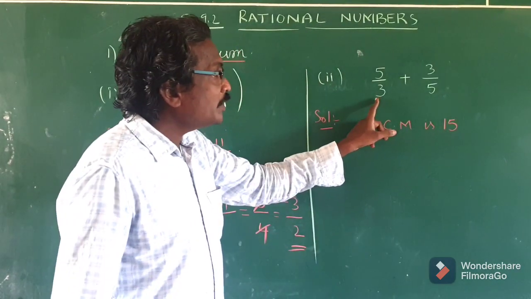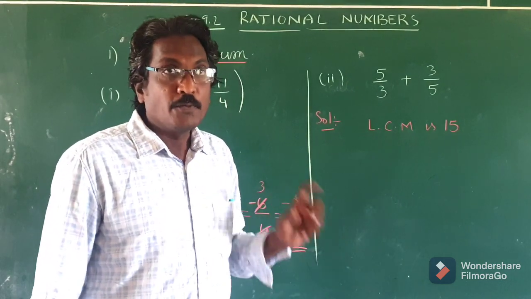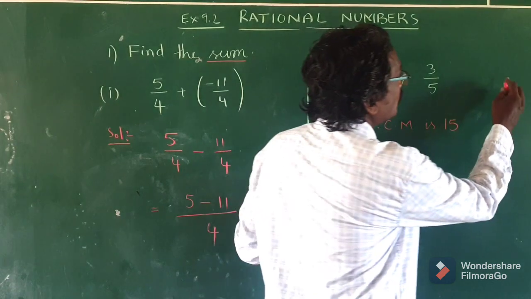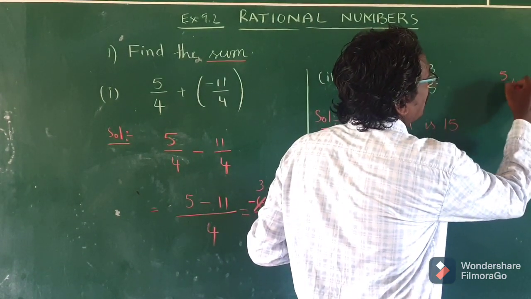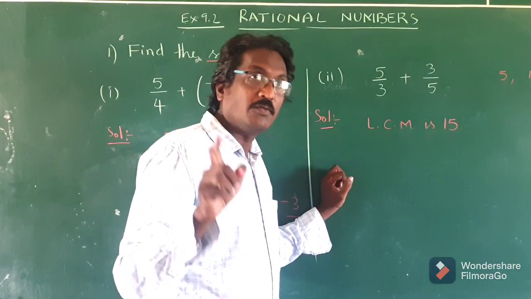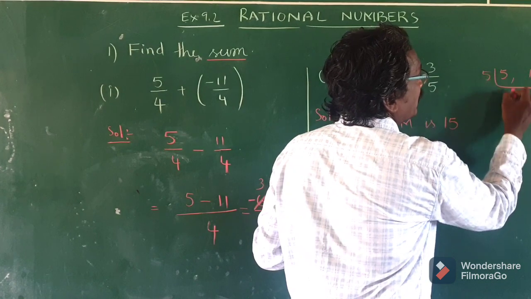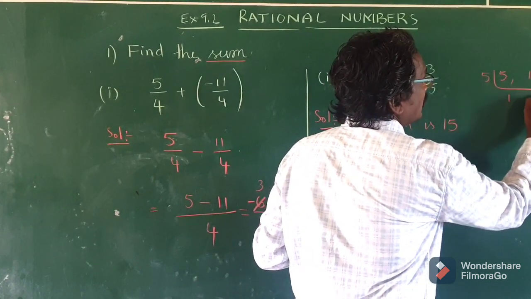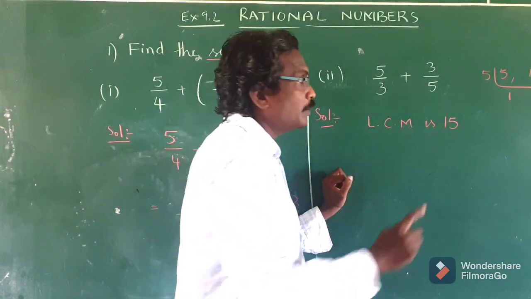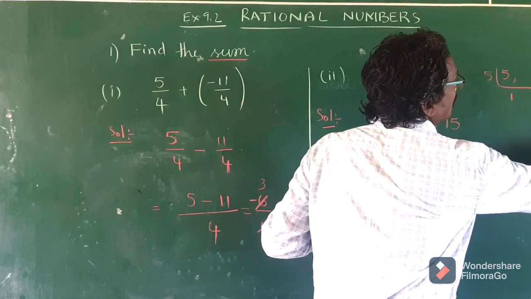See, when the denominators are not possible in any table, then we have to multiply. If possible, suppose this is 5 and this is 15. This 5 and 15 are possible in one table, 5 table. Then do LCM. 5 table, how many times? 1 time. 5 table, how many times? 3 times. Then again 1 and 3 not possible in one table. Then multiply. 5 into 1 into 3. What is that? 15.